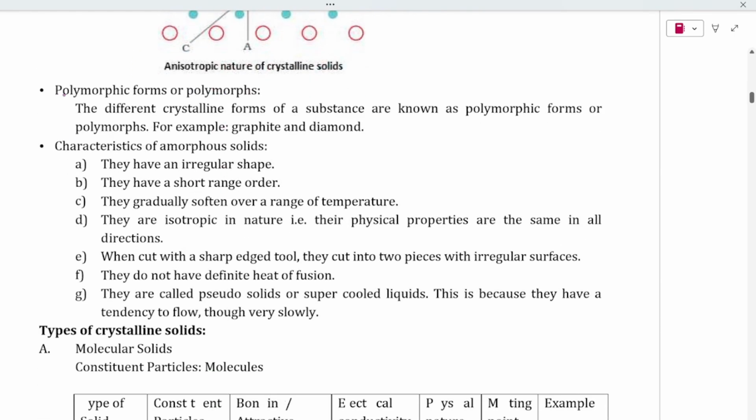Next, polymorphic forms or polymorphs. They are the different crystalline forms. Poly, the name itself suggests, means many.